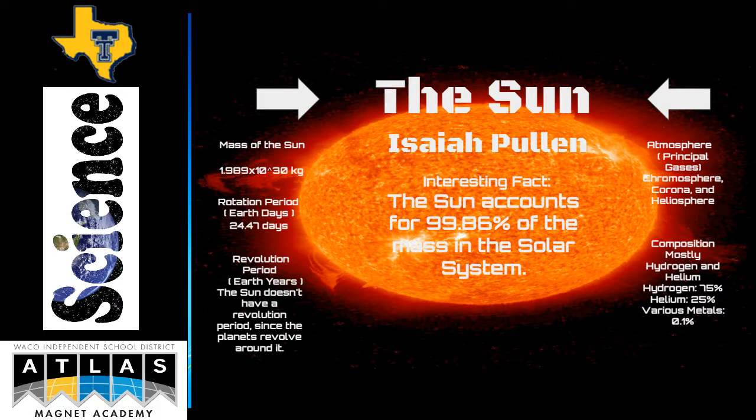The composition is mostly hydrogen and helium. Hydrogen is 75% and helium is 25%. Various metals are 0.1%. An interesting fact about the Sun is that the Sun accounts for 99.86% of the mass in the solar system.